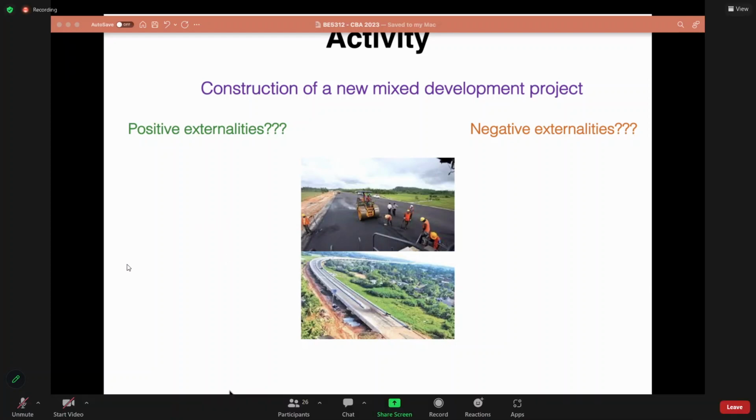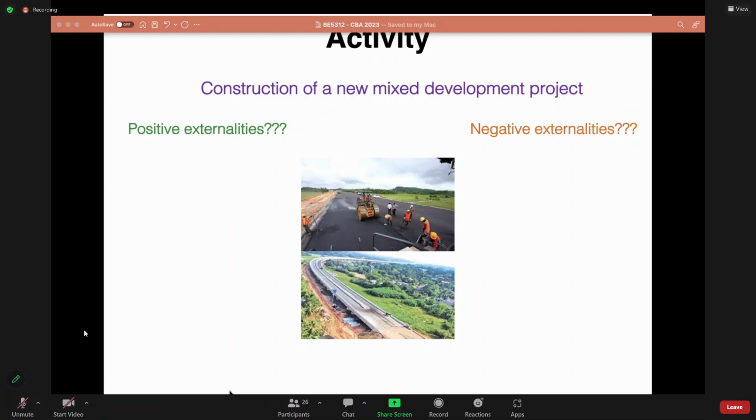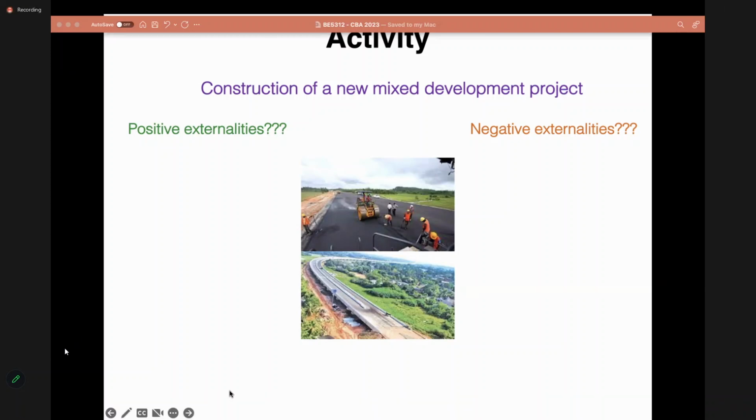Extended land area. Sorry? Extended land area. Okay, so what's the benefit that a third party might get? Third party means a person, somebody who's not going to be, say, part of the project, using the project or investing in the project.